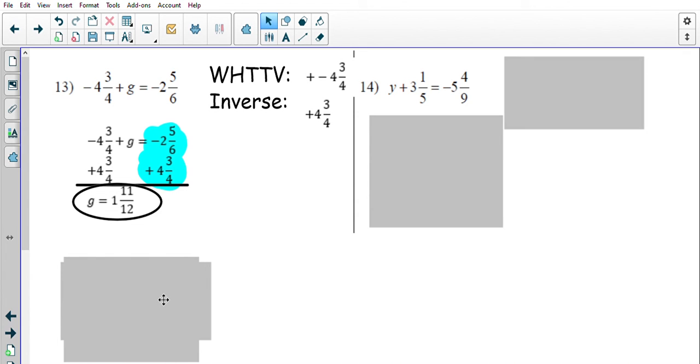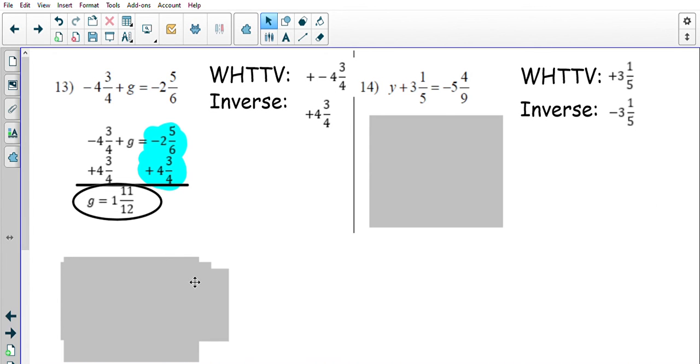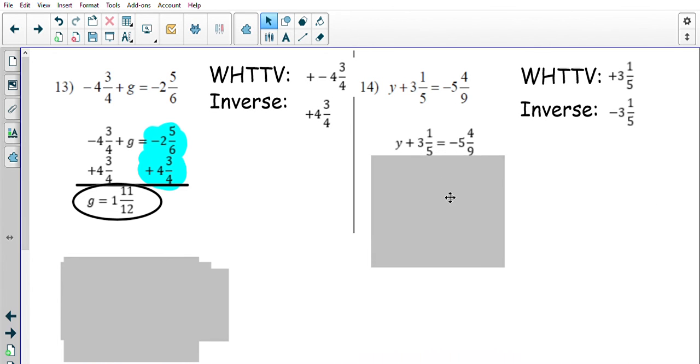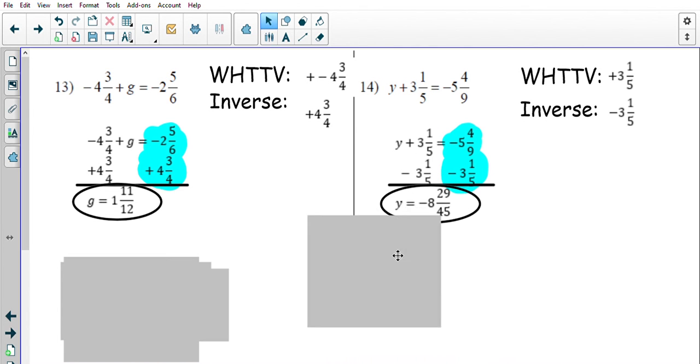All right, last one here. Y plus 3 and 1/5 equals negative 5 and 4/9. What's happening to the variable is we're adding 3 and 1/5. The inverse is to subtract 3 and 1/5. Let's show that on both sides. It's going to cancel out on the left-hand side. What you're going to plug into your calculator is negative 5 and 4/9 minus 3 and 1/5, to get negative 8 and 29/45.